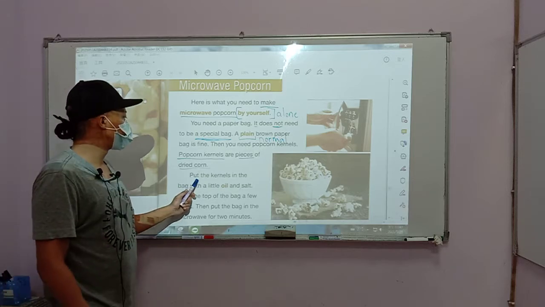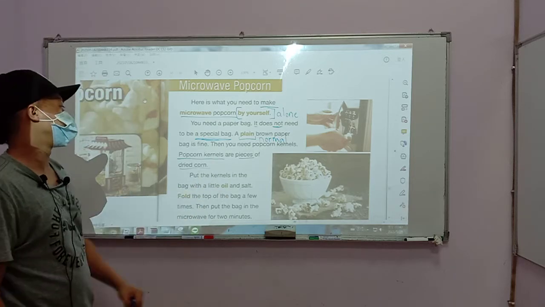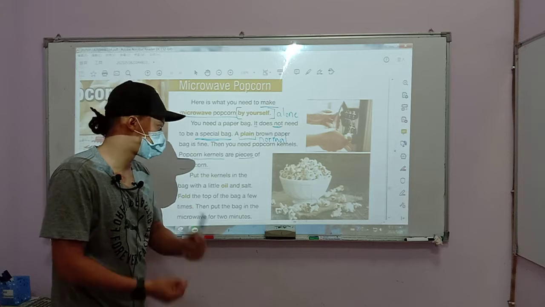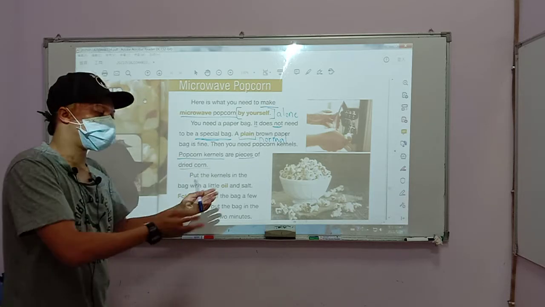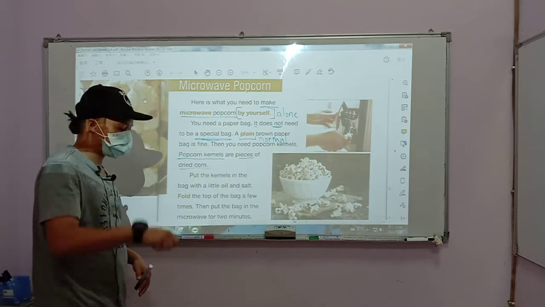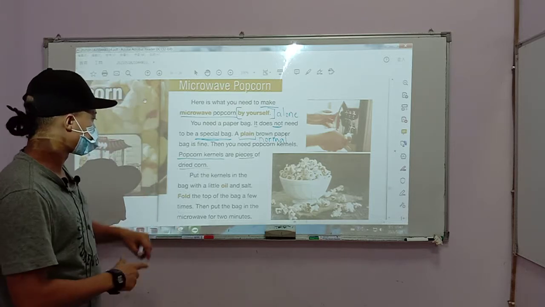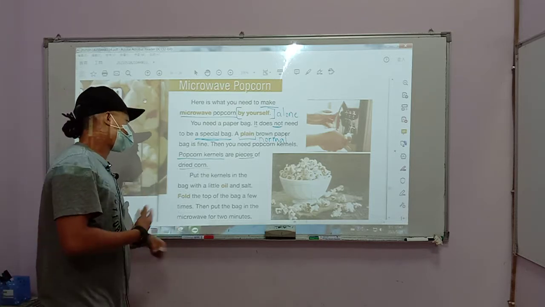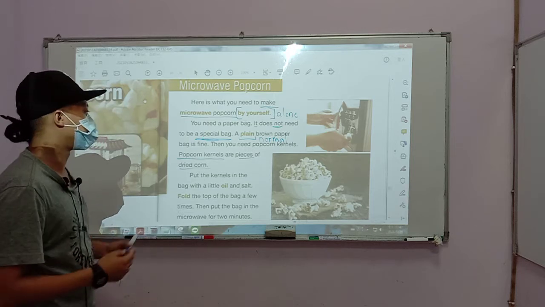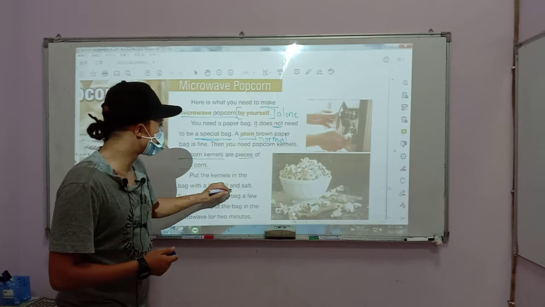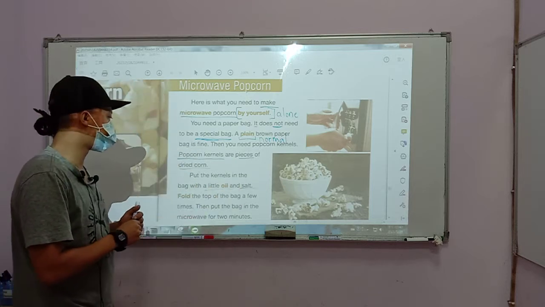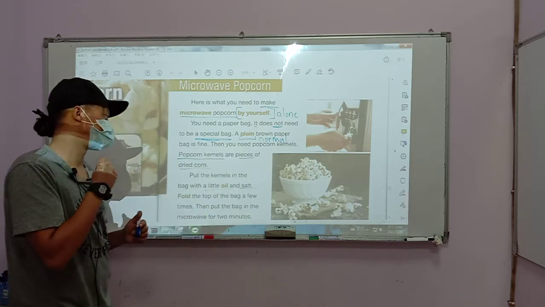Alright, so it says put the kernels in the bag with a little oil and salt. So you make it in a pot or in a pan, and you add some oil and a little bit of salt, and then you start to heat it up, right? That's what you'll need to do. So you need a little oil and you also need some salt for the flavor so it can taste good.